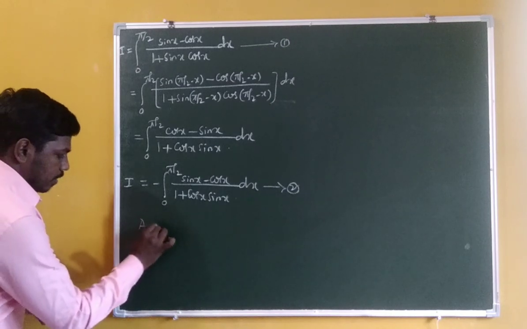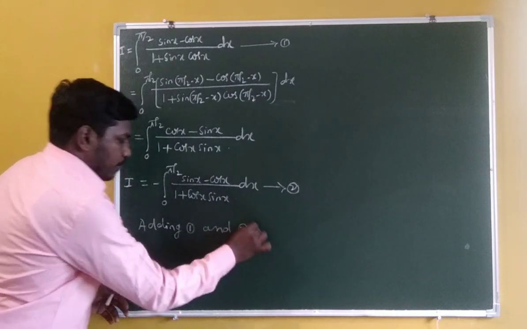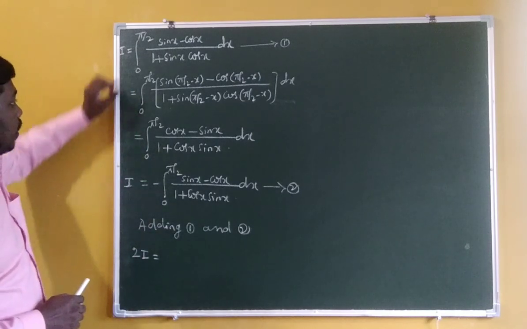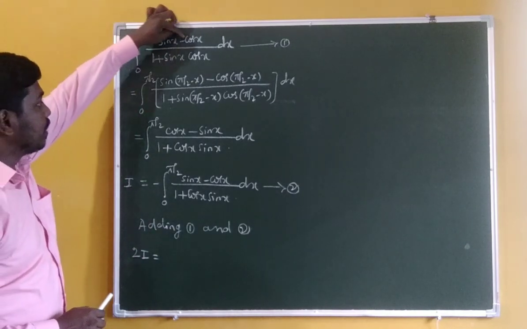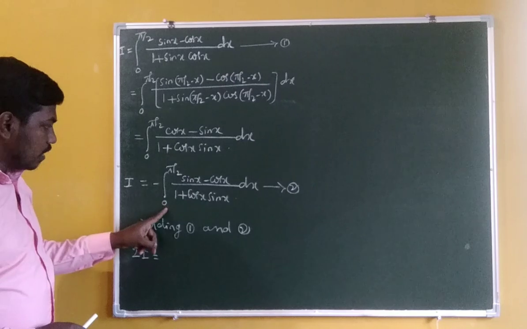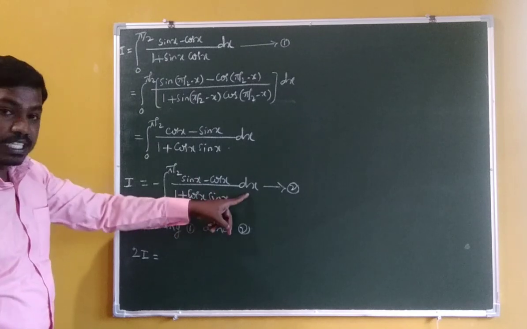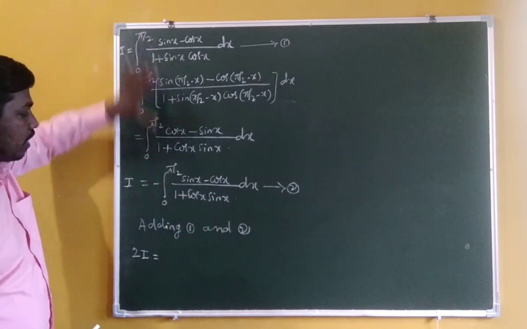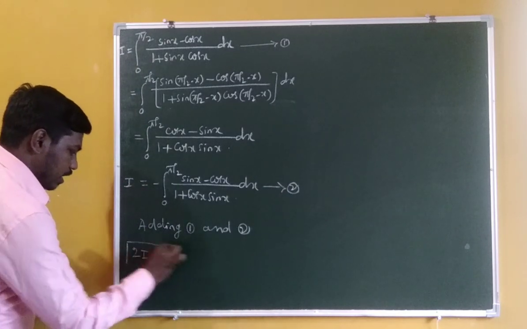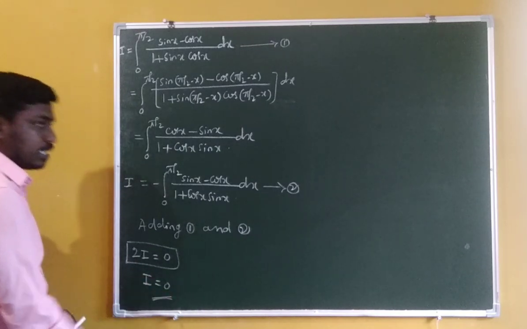Adding equation 1 and equation 2, we get I plus I is 2I. The integral from 0 to pi by 2 of (sin x minus cos x) divided by (1 plus sin x cos x) dx, minus the integral from 0 to pi by 2 of (sin x minus cos x) divided by (1 plus cos x sin x) dx. Adding the two, we get 0. So 2I is equal to 0, so I is 0 by 2, which is 0.